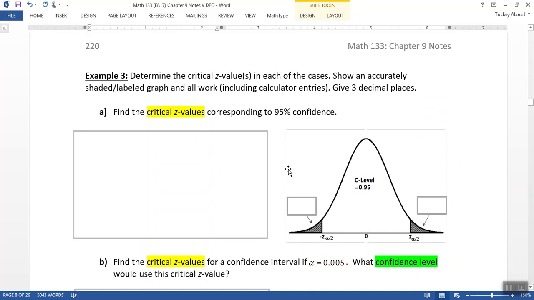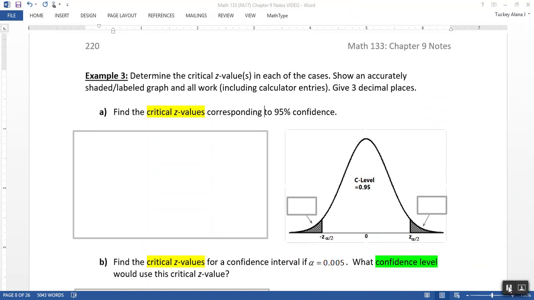So we're going to determine the critical values in each of the cases, amongst other things. And we're going to show accurately shaded and labeled graphs, always very important in order to earn the full points, that we shade and appropriately label our graphs, and include our calculator entries and all of that. Okay, so the first part is pretty basic. It's saying find the critical z values corresponding to a 95% confidence.